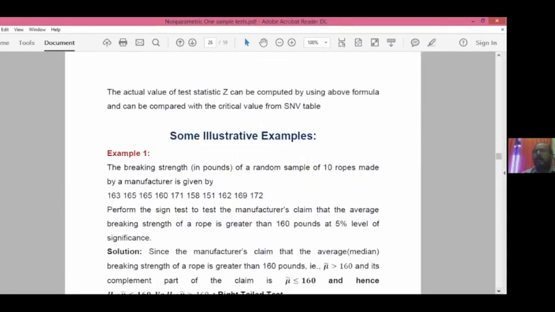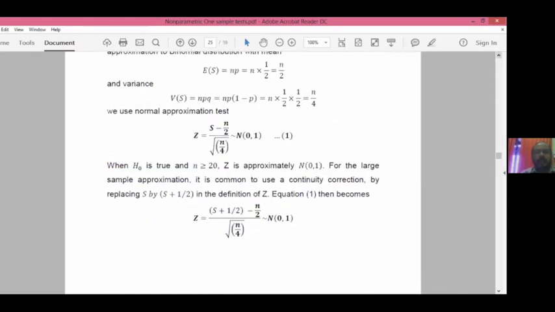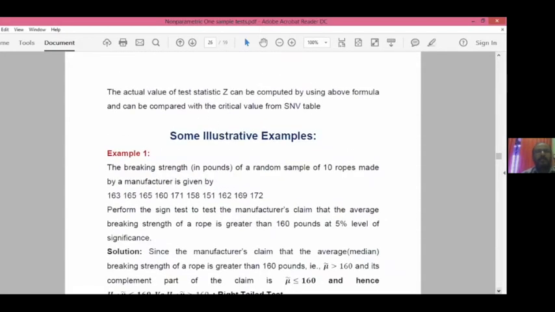I must explain here: when H naught is true and n is greater than or equal to 20, Z is approximately standard normal, with mean 0 and variance 1. For the large sample approximation, it is common to use a continuity correction by replacing S with S plus half in the defining equation. Equation 1 then becomes what is given here. The actual value of the statistic can be computed using the above formula and compared with the critical value from the standard normal table.